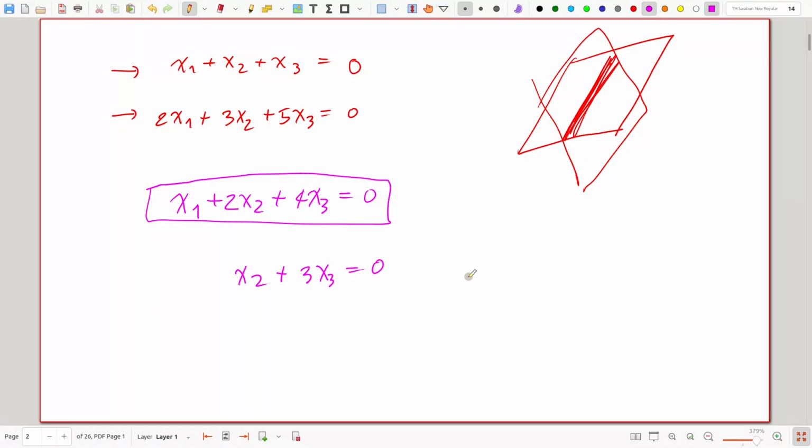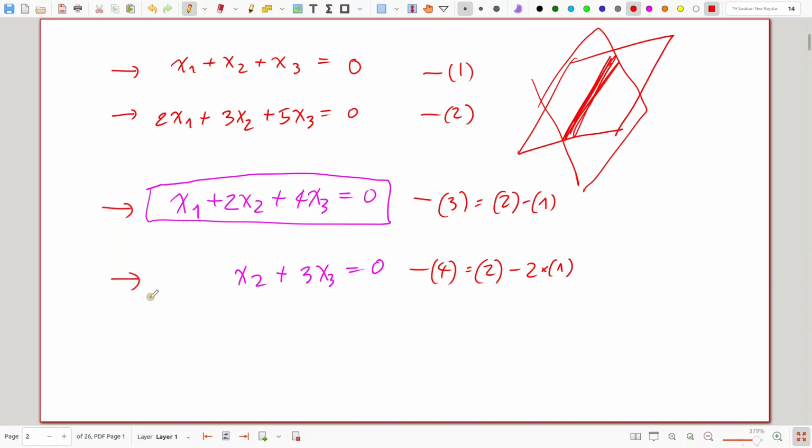You can see that, let's call this the first equation, this the second equation. This one, the third equation, is basically the second equation minus the first, right? And the fourth equation is basically, what is it? The second minus 2 times the first, right? So this equation and this equation are sort of useless to our problem, right? We don't need them. Okay.